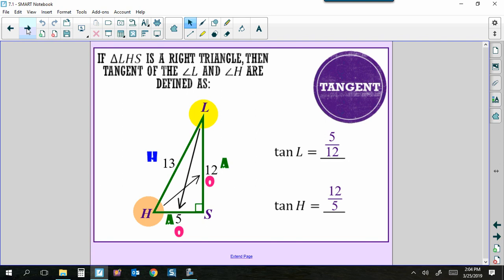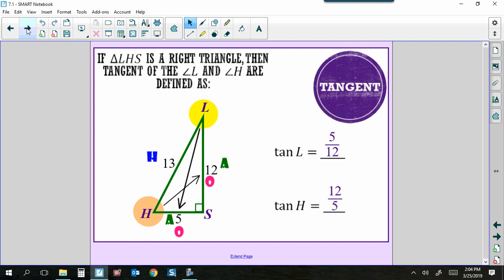What was sine of L equal to? 5 over 13. And what was cosine of H equal to? 5 over 13. There you go. And then sine of H and cosine of L were both 12 over 13. Okay. What is the relationship between angle L and angle H based on the fact that we have a right triangle? What do we know about angle L and angle H?